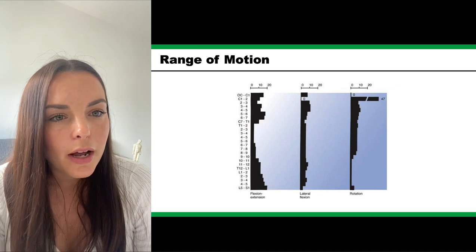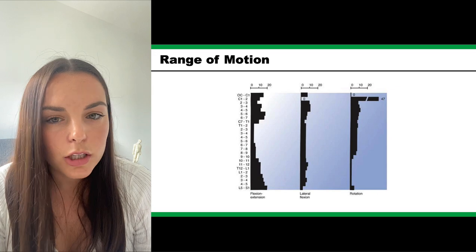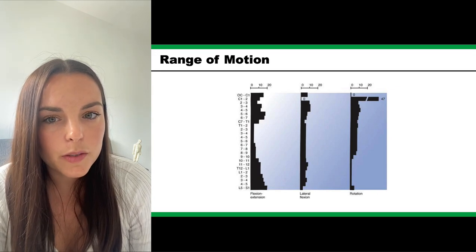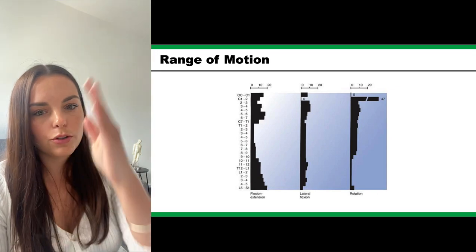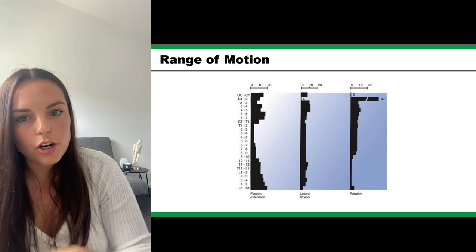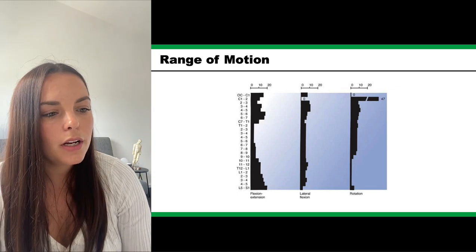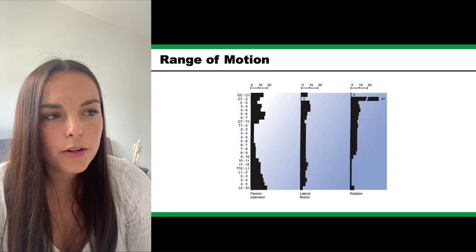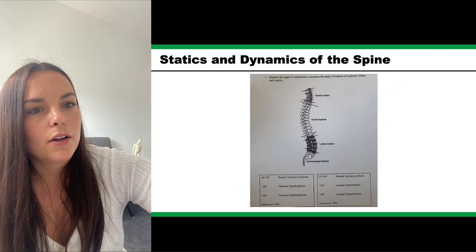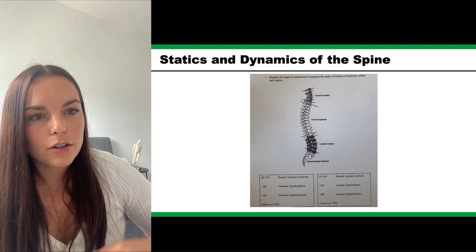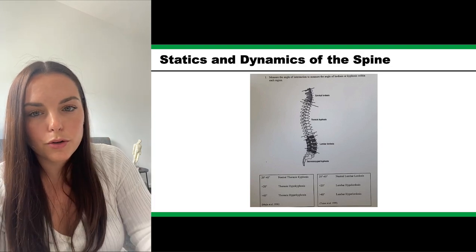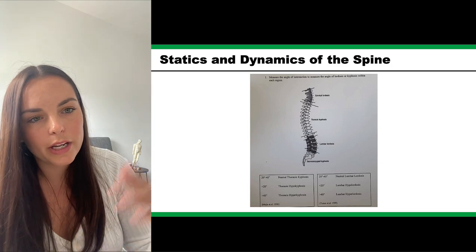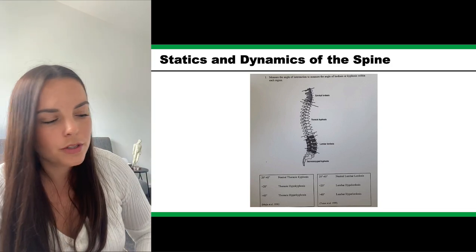Okay, so now let's have a look at the curves of the spine. So we know that our spine is not a straight structure. It has curves in it, which allow for some shock absorption there as well. And the curves sort of go convex and concave, so it's not all curved in one exact way. It's like an S shape almost.